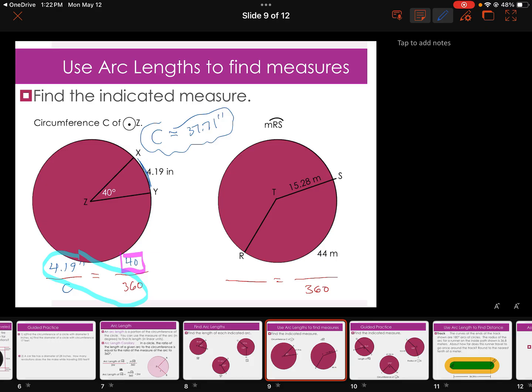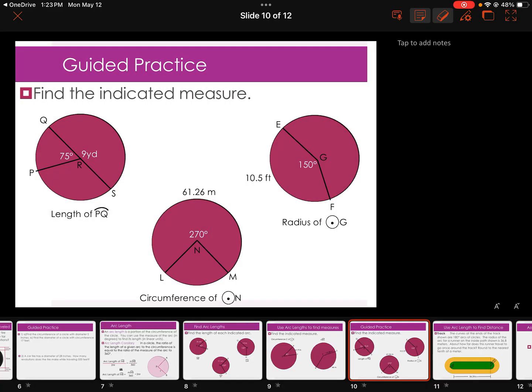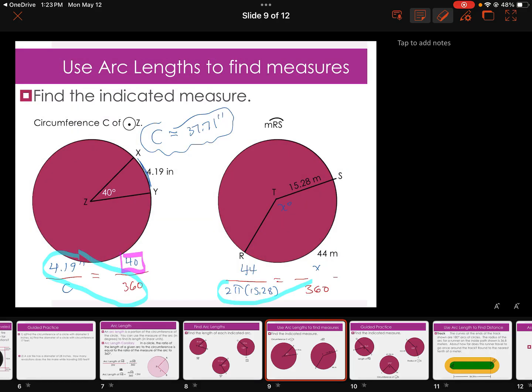This time we want the measure of the arc. So we'll call that x. That's this guy. We have the arc length. We have the radius. I'm going to cross multiply. Whoopsies. Not like that. Let's try that again. I'm going to cross multiply here and then divide by that guy.